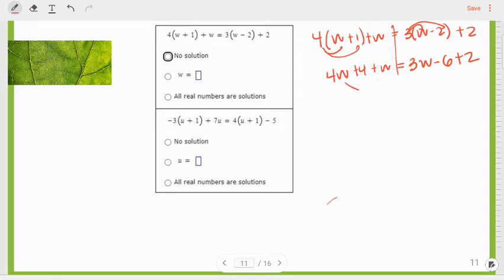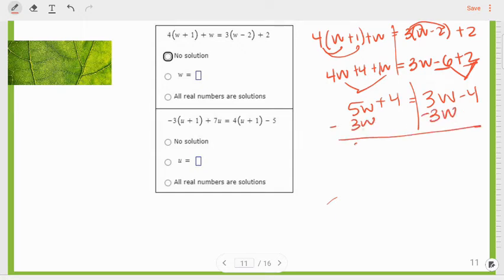I notice that I have like terms over here. 4w and 1w makes 5w. Bring down the plus 4 equals, these are my like terms on this side. They don't have w's. This is a negative 6 and a positive 2, so I have 3w minus 4. I draw my line down my equal sign and solve. So minus 3w minus 3w. I get 2w plus 4 is equal to negative 4.